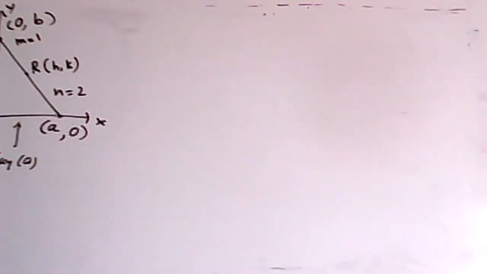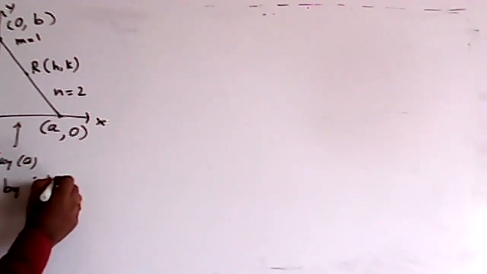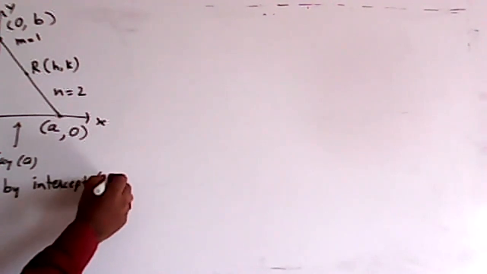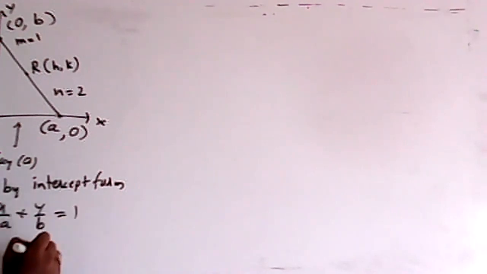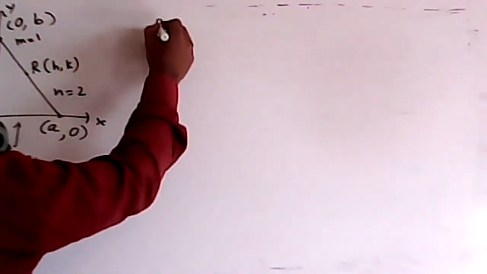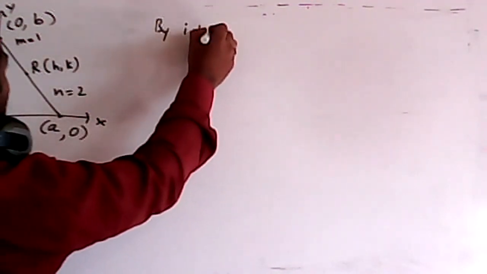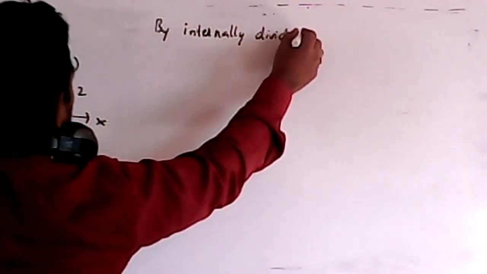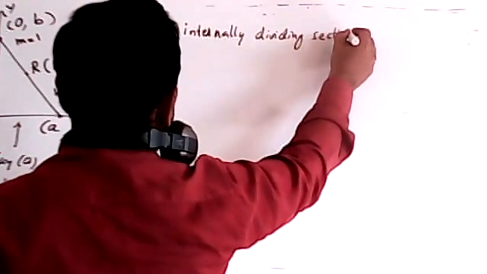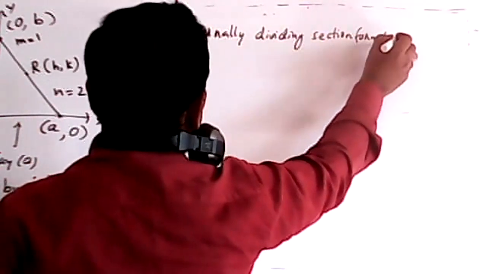Now the equation of the line, we know by the intercept form, what is the formula? x by a plus y by b is equal to 1. But the question is now R, by the internally dividing section formula.